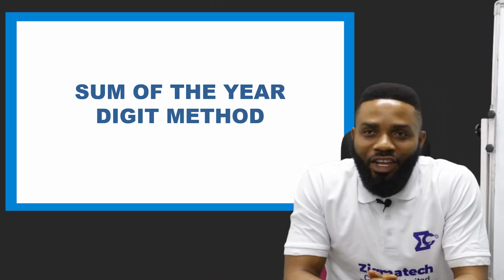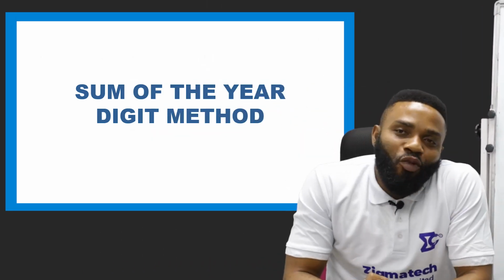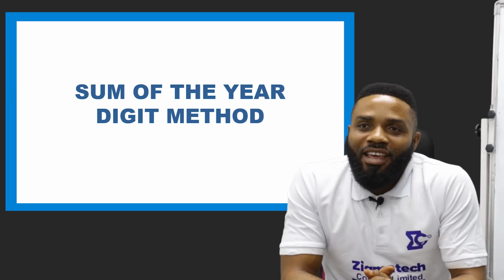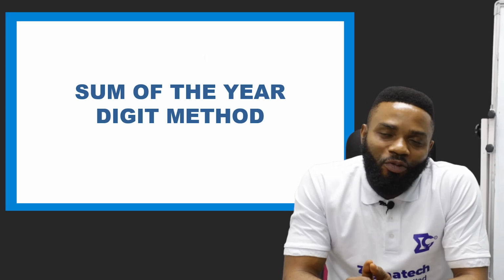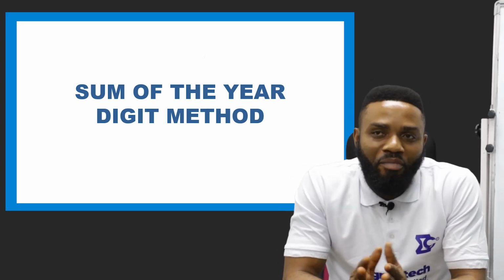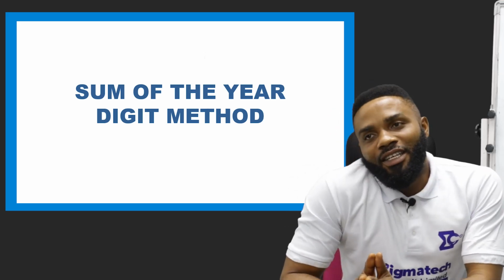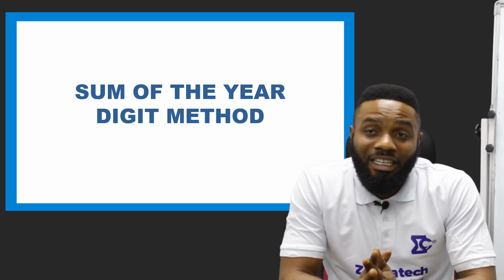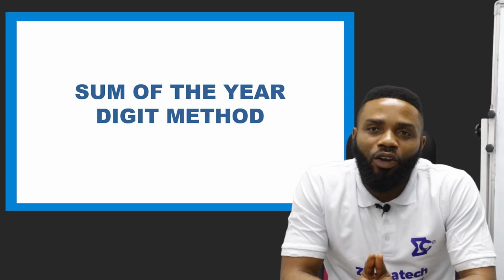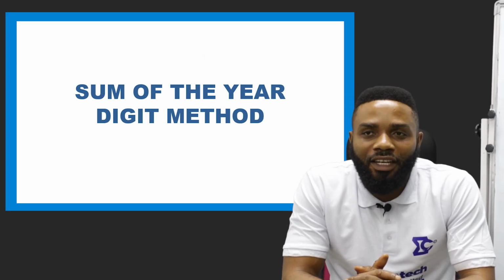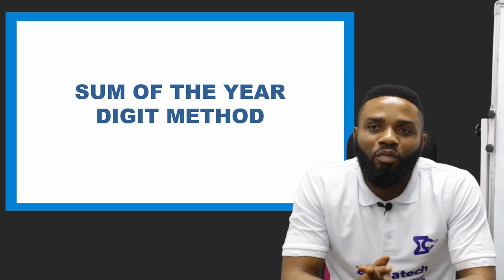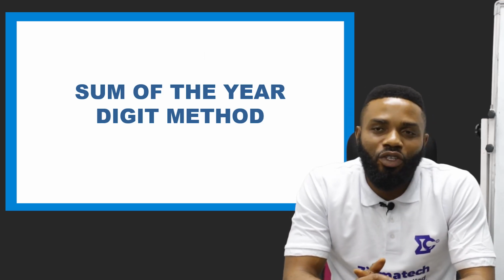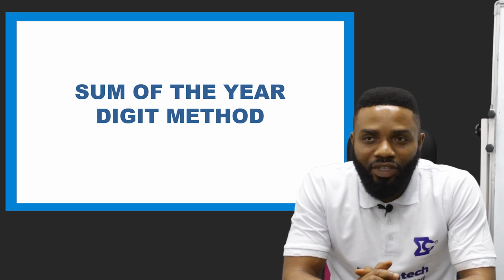In today's lesson, we are going to look at one very important topic in accounting. It's basically a subset of a topic. It's a method that is part of the methods used in preparing or calculating depreciation. It is called the sum of the year digit method. The sum of the year digit method is a method that is used in calculating depreciation.